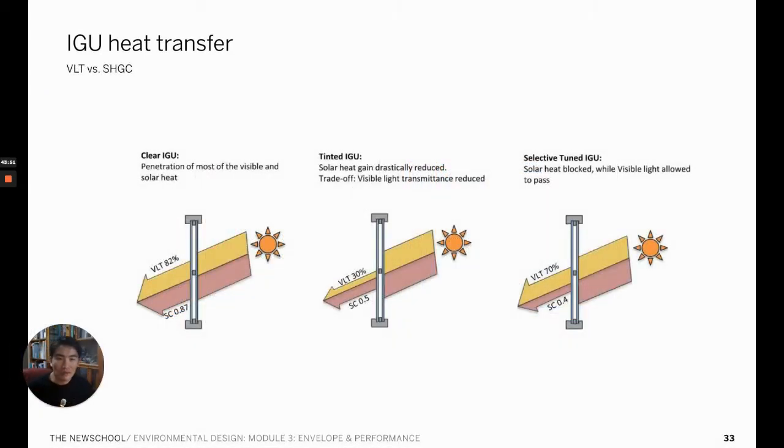Visible light transmittance describes the percentage of visible light transmitted through the glass. Lower VLT might mean a slight discoloration or dimming of light through it, which usually is bad. Therefore, we want to maximize VLT, and we usually want to minimize the solar heat gain coefficient. There are many different ways to control the solar heat gain coefficient. It includes using the low-e as we just discussed, and it also includes the tinted IGU.